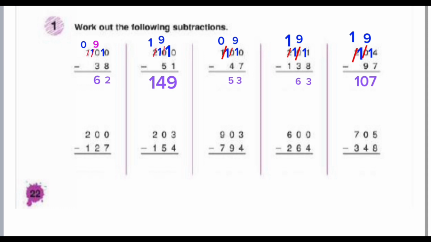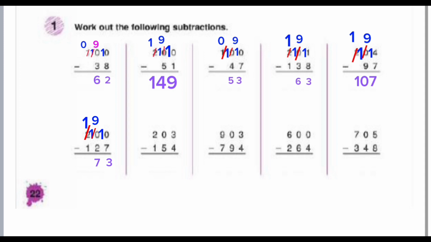Now the 0 in the ones digit can borrow from the tens digit. So the tens digit will become 9 and the ones digit will become 10. Now 10 minus 7 is 3, 9 minus 2 is 7, and 1 minus 1 is 0. So the answer is 73.